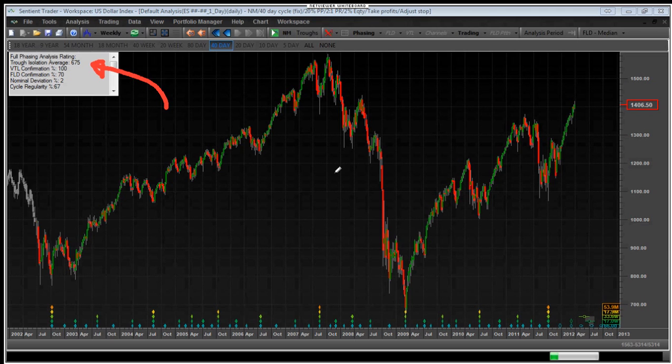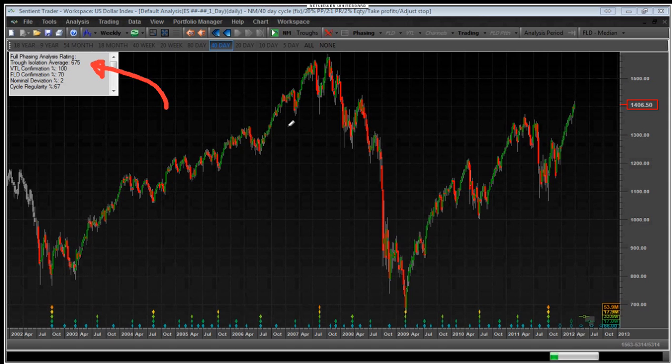What's the maximum? Well, there isn't a maximum. What's the minimum? Again, there isn't a minimum. Okay, so it's a number that can vary greatly. If you want to compare two different analyses on the same data series, then you can compare your trough isolation averages. The higher the trough isolation average, generally speaking, the better the analysis is.